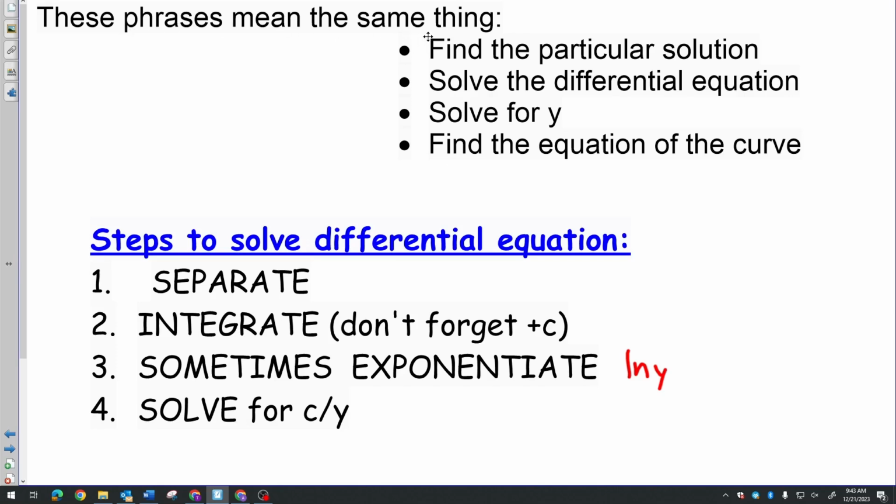You need to know that all these phrases mean the same thing. Students have trouble with this, so I need you to memorize or be familiar with all of these. If I say find the particular solution, starting with some differential equation, or solve the differential equation, or solve for y, or find the equation of the curve if dy/dx equals something, all of these things mean the same thing. They all mean go from this and find the y equals expression. It means solve the differential equation, which is what we've been doing, and these are the steps to do that.